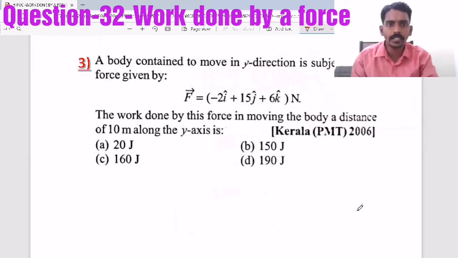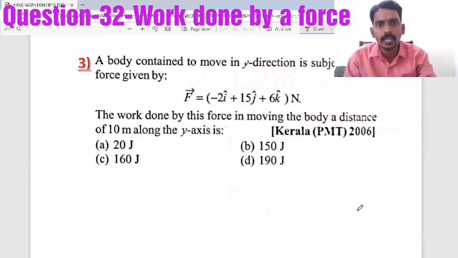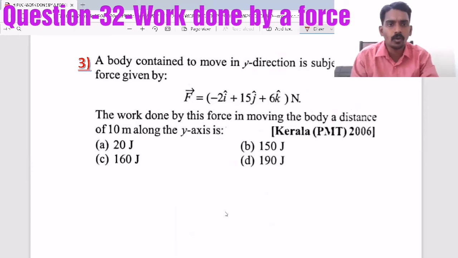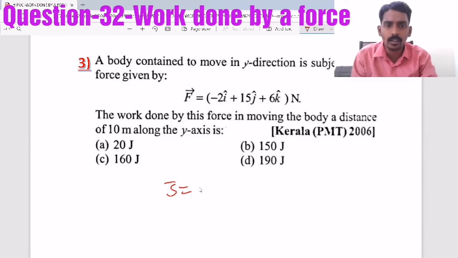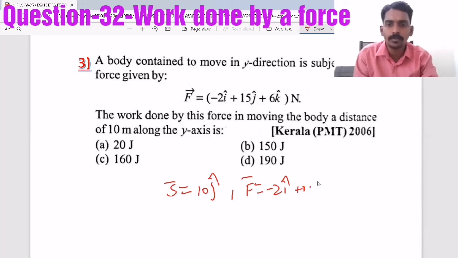Now similarly, the next question is: a body constrained to move in the y direction is subjected to a force. The work done by this force in moving the body a distance of 10 meter along the y-axis. So if you understand the question properly, the displacement is along the y-axis, that means 10 j cap, and the force they have given as minus 2 i cap plus 15 j cap plus 6 k cap.